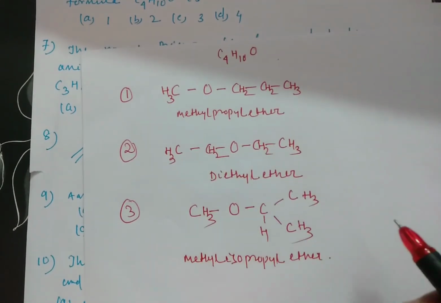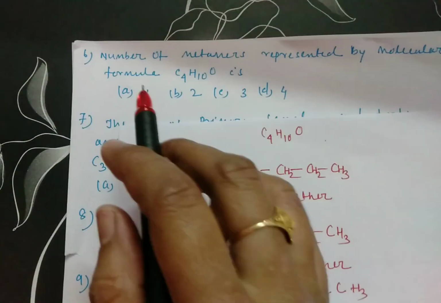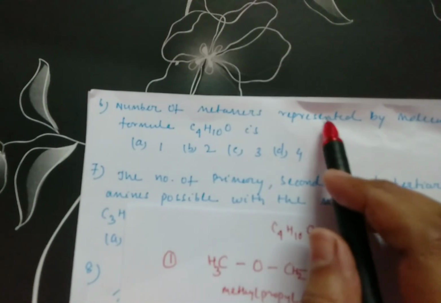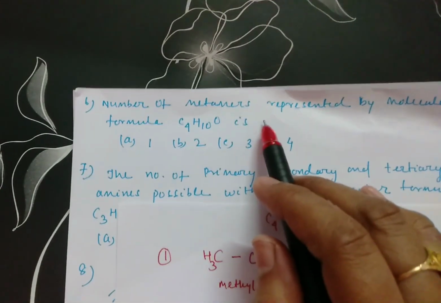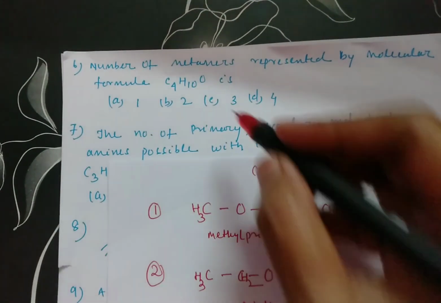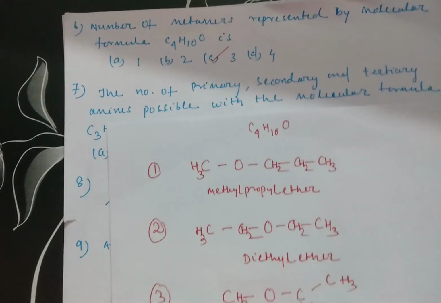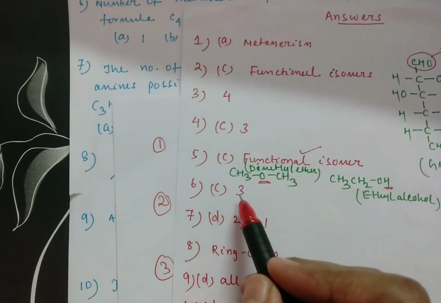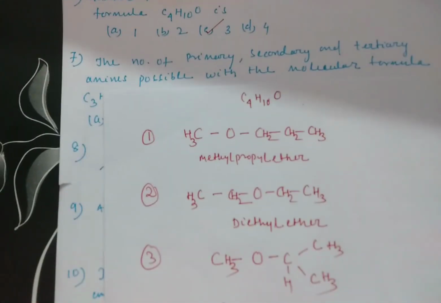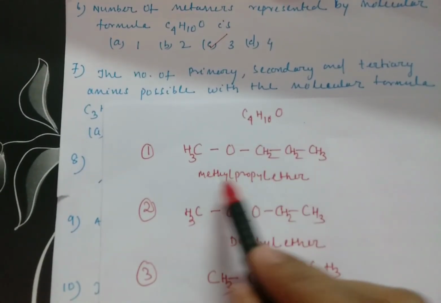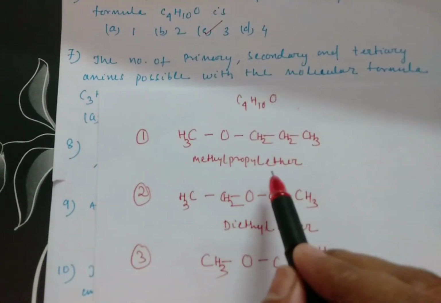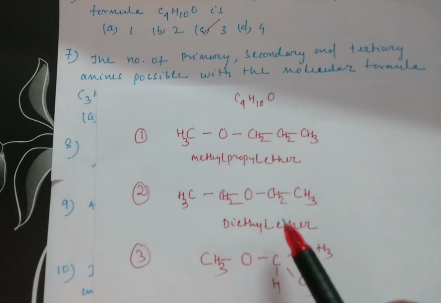So in total how many compounds are possible? 3 ether compounds are possible. That means the number of metamers represented by molecular formula C4H10O is 3, answer 6C3. Because metamers differ only in the type of attachment of alkyl groups on both sides of the oxygen atom.